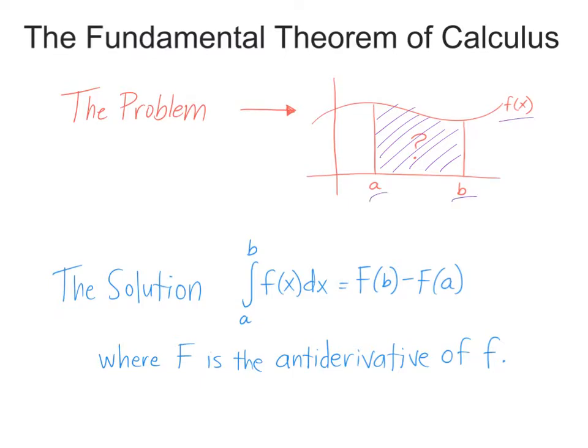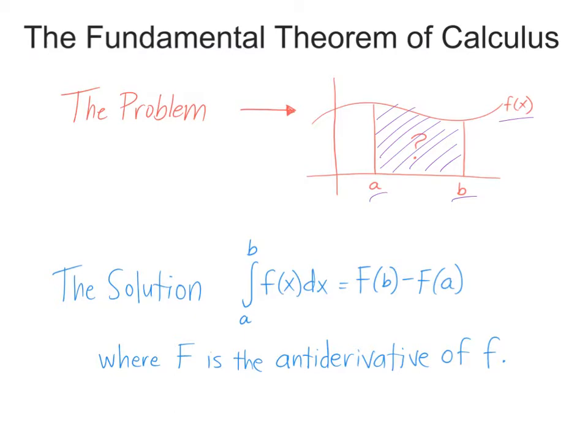That's been our goal. We've estimated it with different forms of rectangles and trapezoids. We have found them if they were geometric shapes. We've learned this thing called the antiderivative. Now it's time to put all that together and be able to find the area under any function from any start to any finish. Here's the solution.